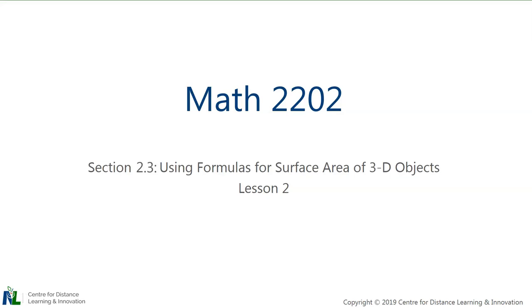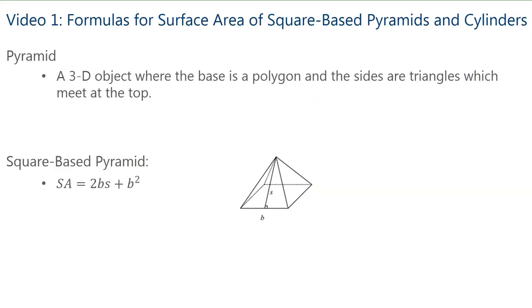Here we'll continue to work through Lesson 2. We'll focus on square base pyramids and cylinders. Now a pyramid is a 3D object where the base is a polygon. Could be a triangle, square, rectangle, pentagon, any closed shape. And the sides are triangles which meet at the top.